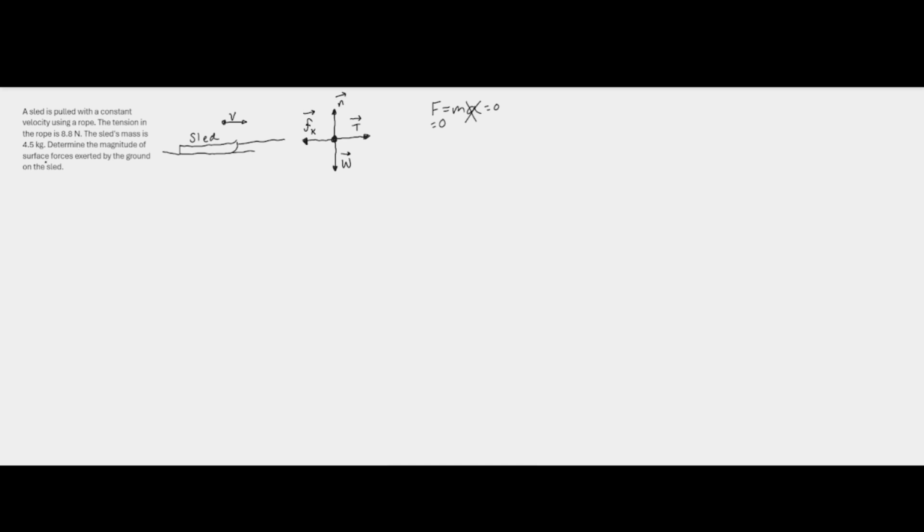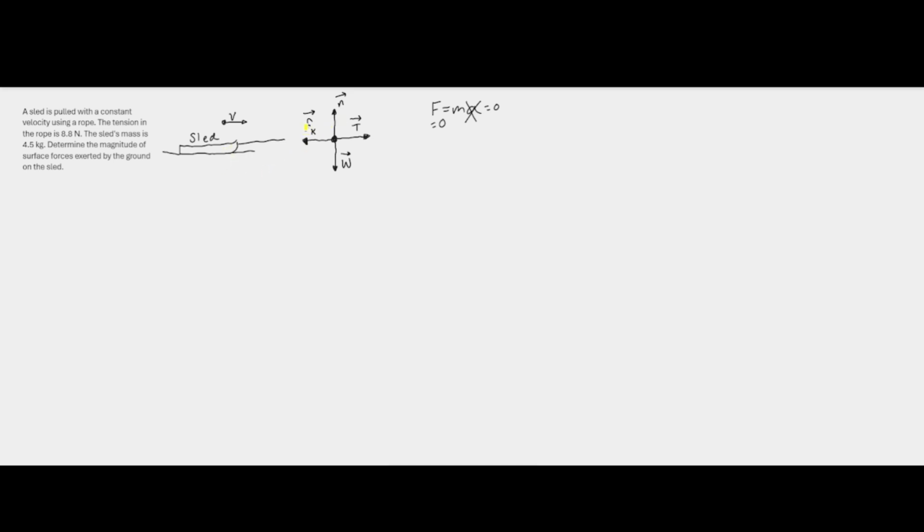Now, when the problem talks about the magnitude of the surface forces, let's look at our different forces. Which of these are due to the surface? Well, the tension force has nothing to do with the surface of the earth touching the sled. The weight force is actually a force that the earth is feeling from the sled. The sled is pushing downward on the earth. So this is not a surface force. This is a force that's exerted by the sled on the earth. Even though the gravity itself is caused by the earth, the one who's feeling that push is the earth. The earth is feeling the push of the sled against it.